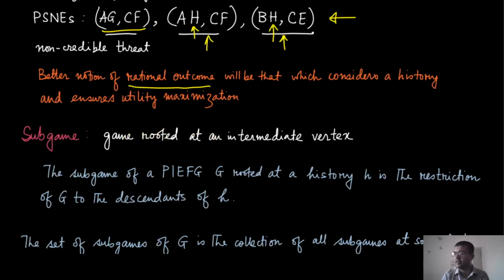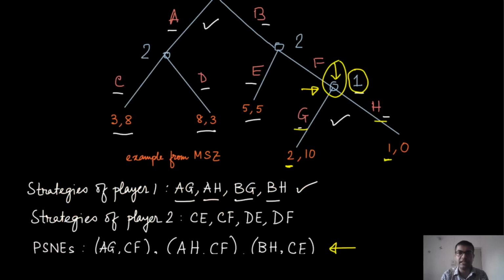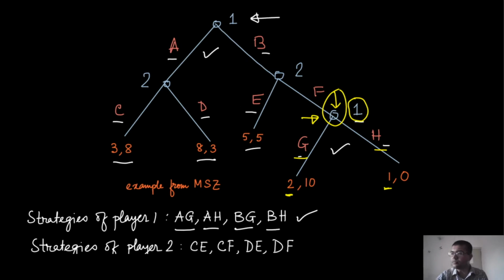Let me do it in a little more formal way. The subgame of a PIEFG G rooted at a history H is the restriction of the same game to the descendants of H. Let us just try to understand that. If you are looking at any history, so what is a history? In this context, if you are calling this node the history, then H is B and F.